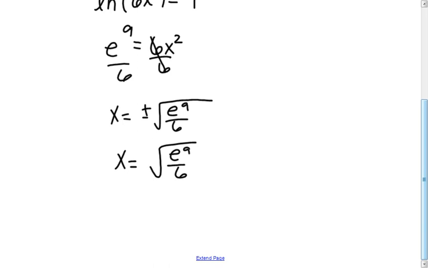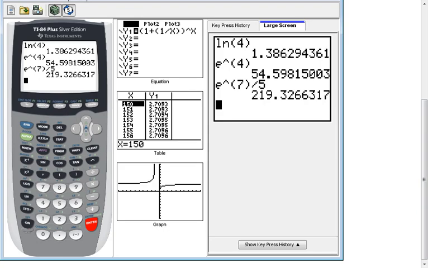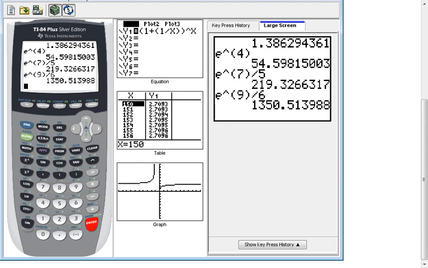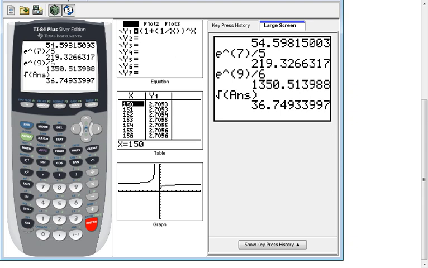So what I might do, because you're probably going to do this a lot in your head, is I would probably take e to the 9th and then divide my answer by 6. And then I need to take the square root of that number. So then I can take the square root of the last answer, which is second and then the negative key, in case you didn't know that. And then press enter, and I should get about 36.7493.